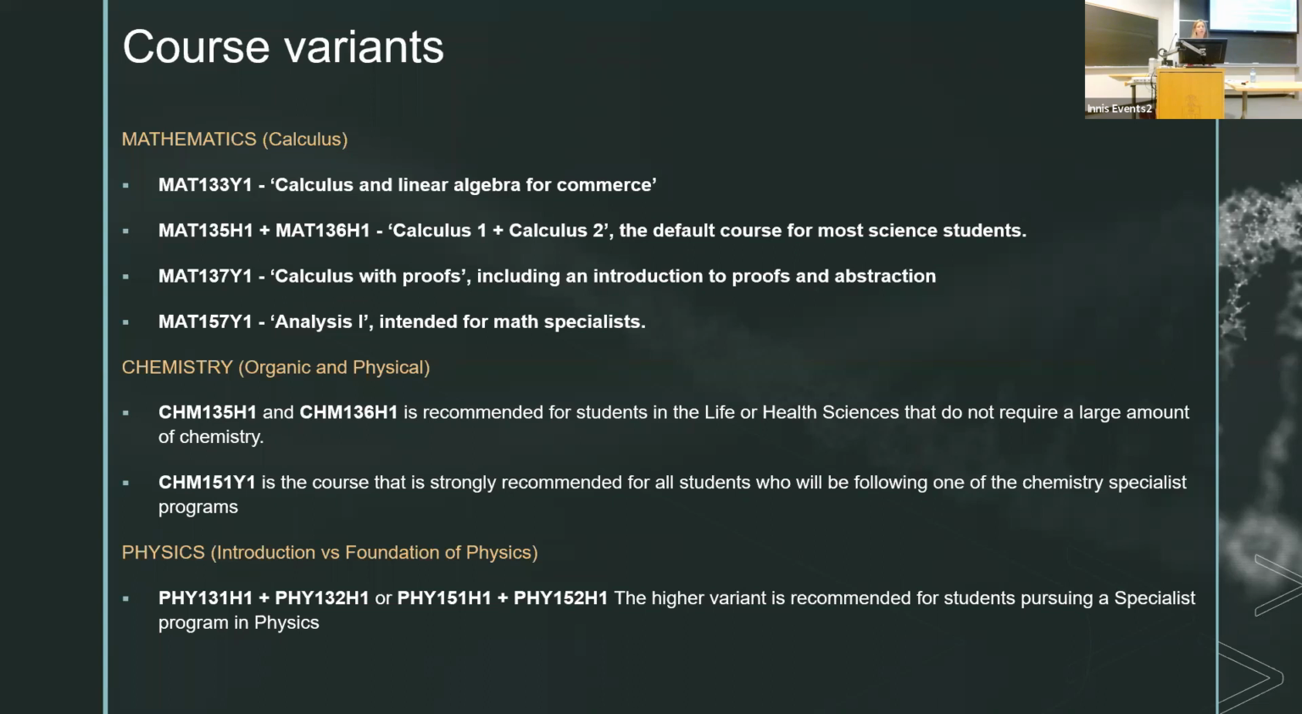Chemistry 135 and Chemistry 136 are the most common options of first year chemistry for life science students. Chemistry 135 is physical chemistry. Chemistry 136 is organic chemistry. And really, they will serve as an appropriate prerequisite for your upper year life science courses.